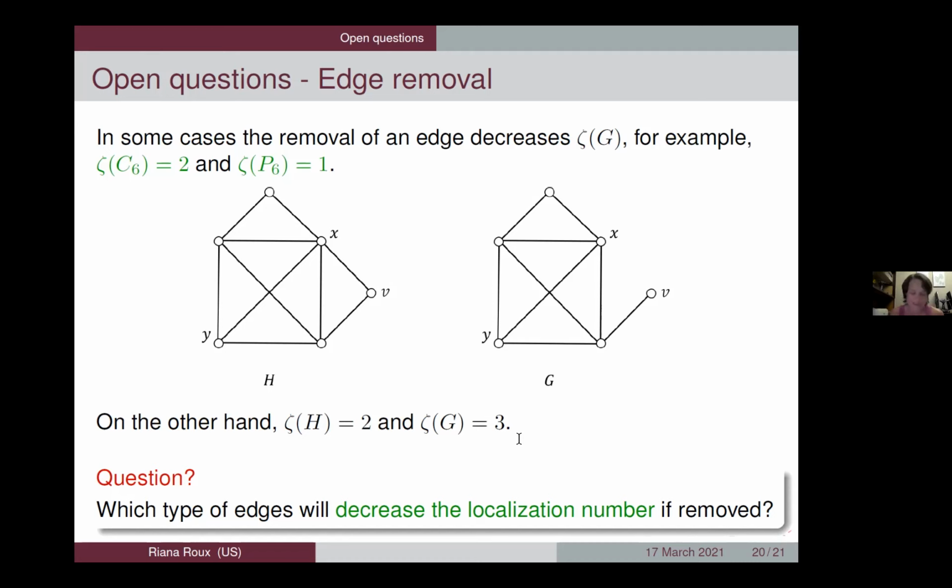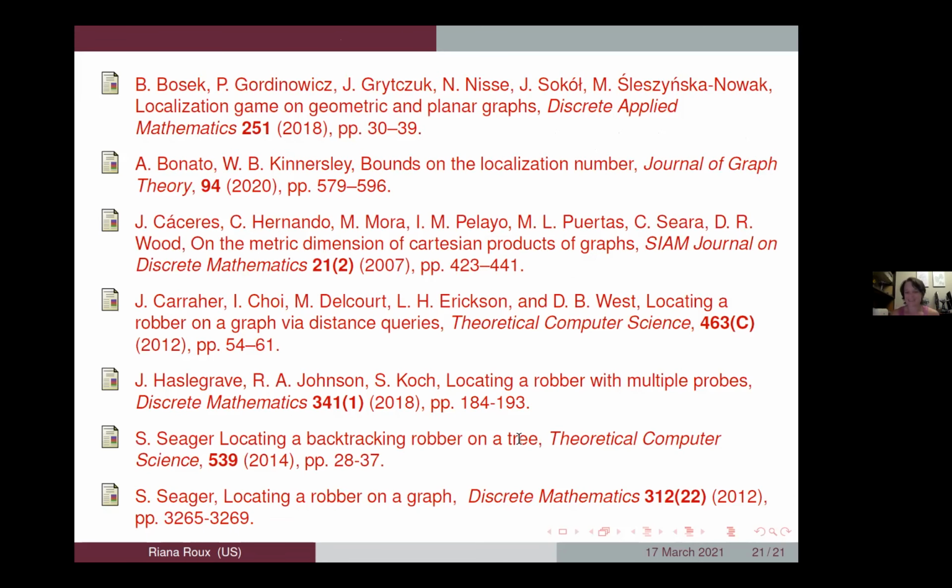So the type of questions you can ask is, what type of edges will decrease the localization number? What type of edges will increase the localization number? For the cycle, every single edge's removal will decrease the localization number. Do we have other graphs for which this is true, where any edge's removal will decrease the localization number or increase for that matter? So I really think I've just touched on a few subjects. There's a lot more that can be done in this field. So if you're interested, there's a whole bunch of stuff that you can go and read.